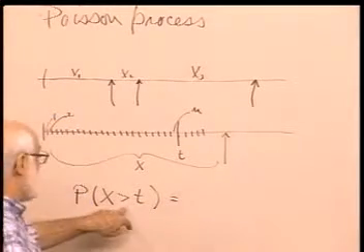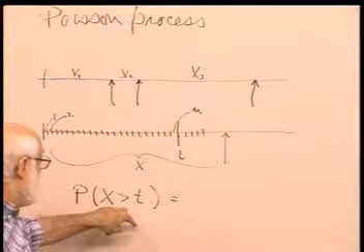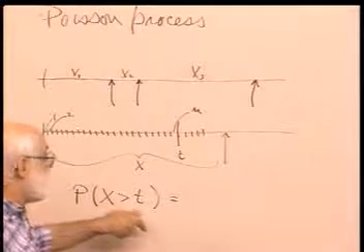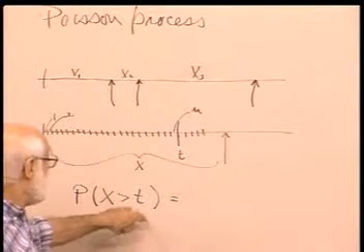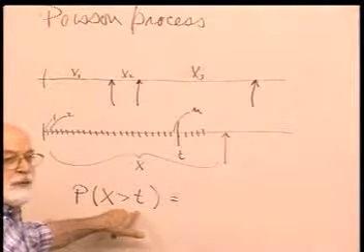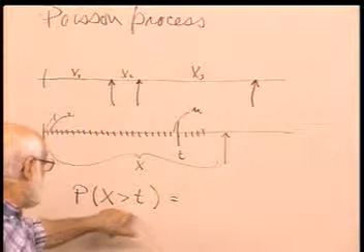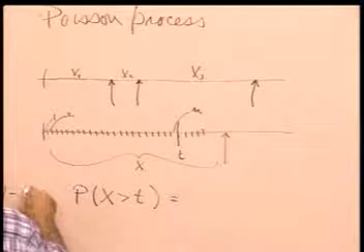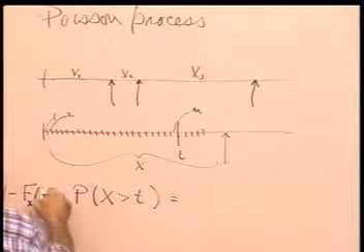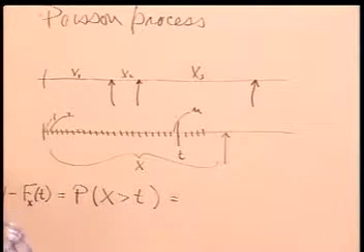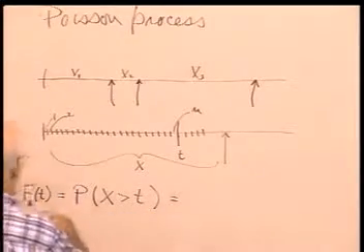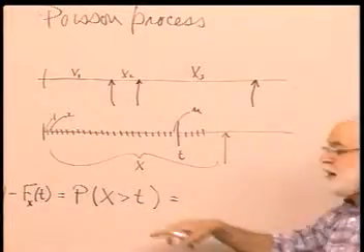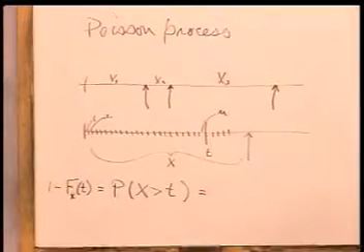Now, I'm asking it as greater than just for convenience, because the distribution function is defined as the probability that x is less than or equal to t. But it's more convenient to calculate this and then subtract from 1. So in other words, the probability that x is greater than t is 1 minus the probability that x is less than or equal to t. In other words, 1 minus the distribution function. So if I can calculate this, of course I can calculate capital F. Okay, so now we want to calculate the probability that x is greater than t.